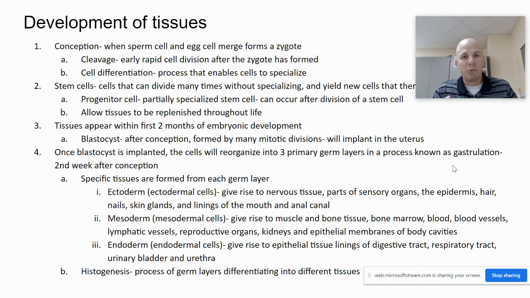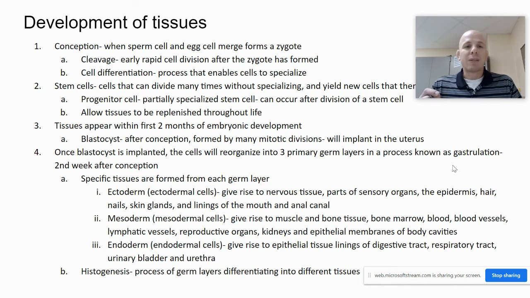So if I can repeat it one more time, I have conception where the sperm meets the egg, that creates a zygote. The zygote goes through cleavage, which is a ton of mitosis. After cleavage, I have this big ball of cells, and that's our blastocyst. The blastocyst will then go through gastrulation to form the germ layers, and then those germ layers give rise to the different tissues. That's histogenesis. So a lot of different terms there.